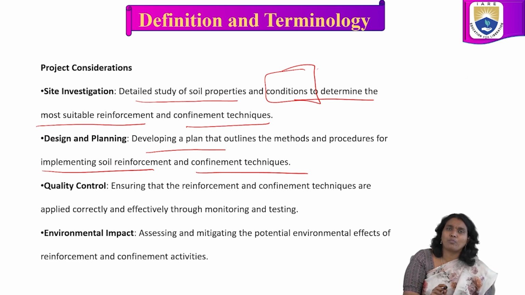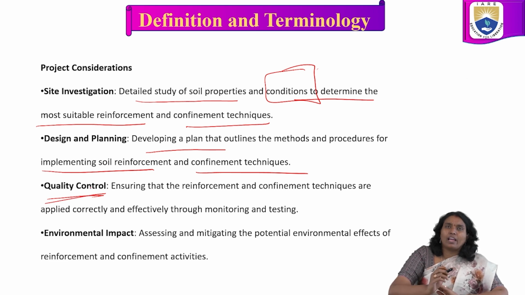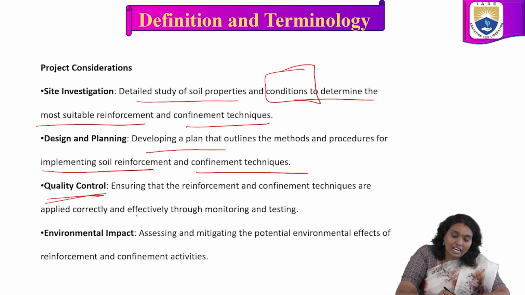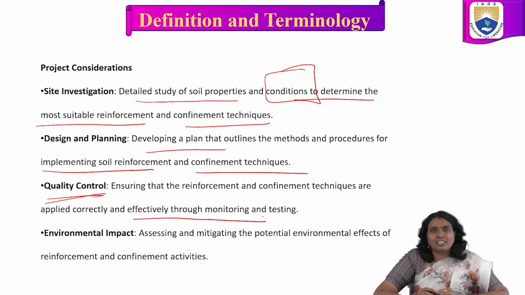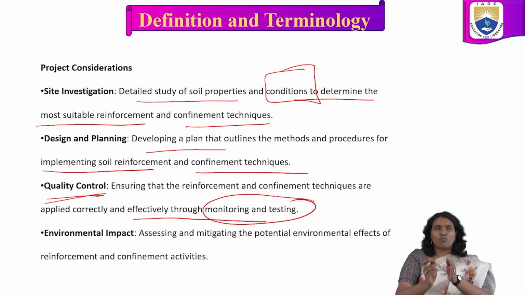So this is one more important consideration, after design and planning: quality control. Ensuring that the reinforcement and confinement techniques are applied correctly and effectively through monitoring and testing. So like this, we are going to understand these things. Also ensuring that the reinforcement and confinement techniques are applied correctly and effectively, and we are monitoring. So once we have conducted the test and everything is done, again we have to test whether we are getting the desired property or not.